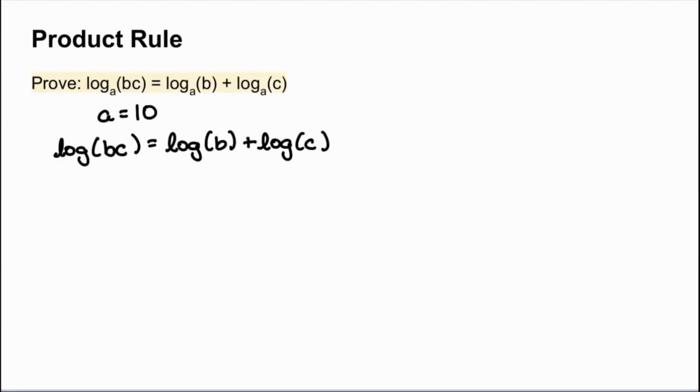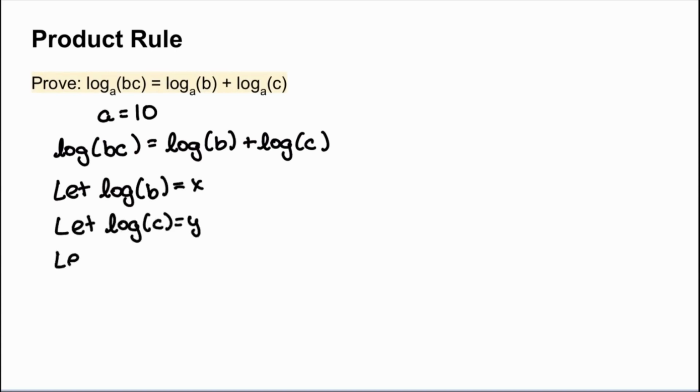Now for this derivation, we're going to have to think a bit outside of the box. I'm going to assign every single portion of this equation to a variable. So I'm going to let log of b equal to x. We're going to let log of c be equal to y. And finally, we're going to let log of bc be equal to z. And I want to rewrite this in their exponential equivalence. So this is the same as saying 10 to the x power is equal to b.